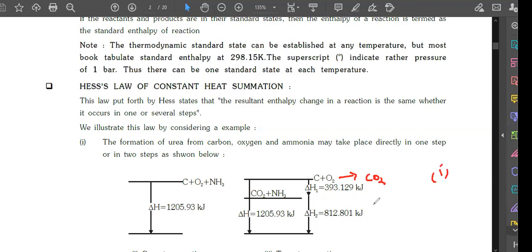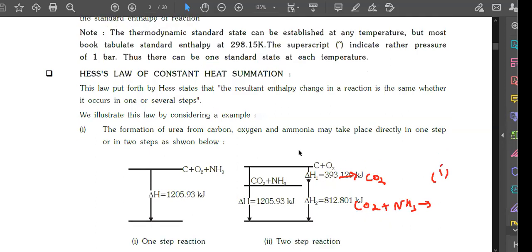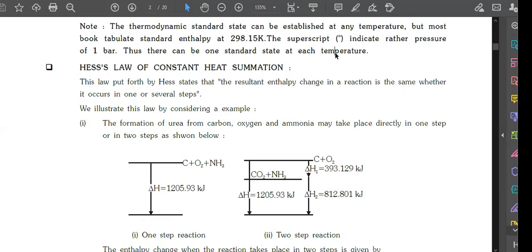Then the CO2 plus NH3 will combine to give something, an amide or something. So I can say that the overall reaction is the sum of these two reactions. That is Hess law, which we have already studied in the last class.